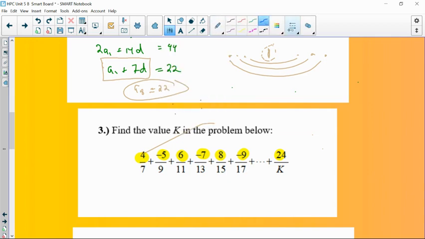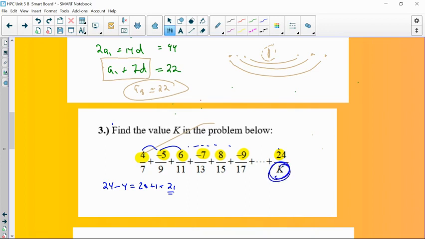But at least I can figure out how many numbers there are, right? Because if you think about starting at 4 and counting all the way up to 24, so 24 minus 4 gives you a span of 20. Don't forget to add the first number. So there are 21 numbers. And it's okay that they alternate positive, negative. That's fine. But that tells me I know there are 21 different terms.